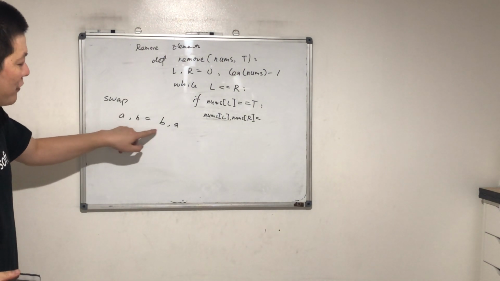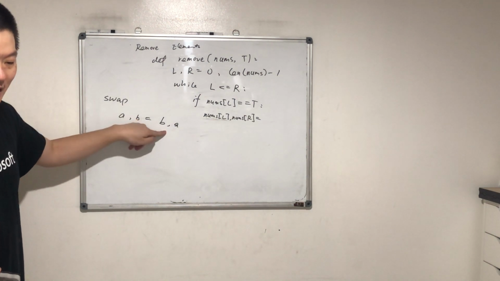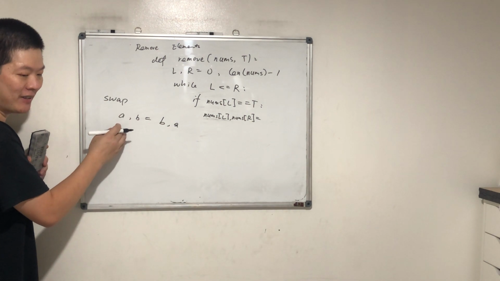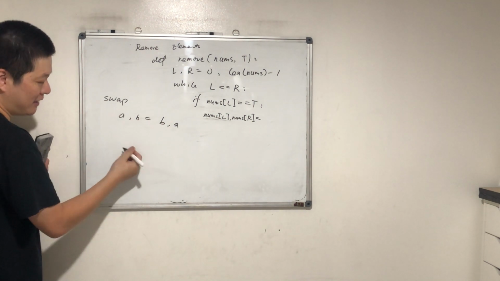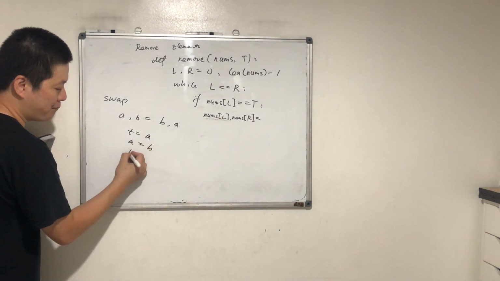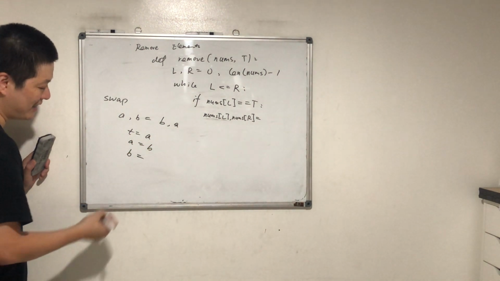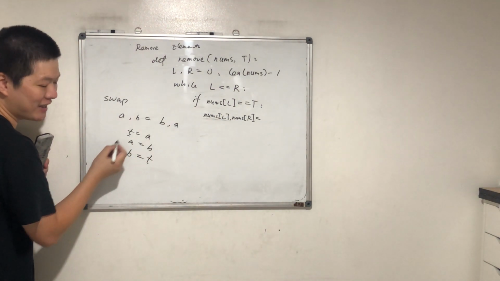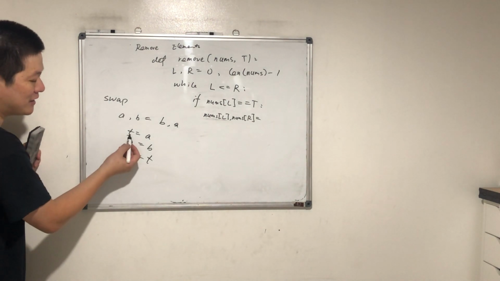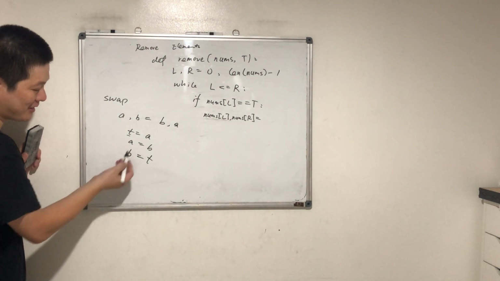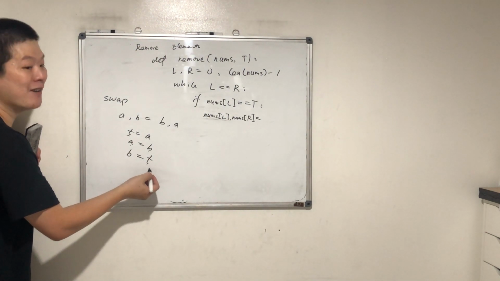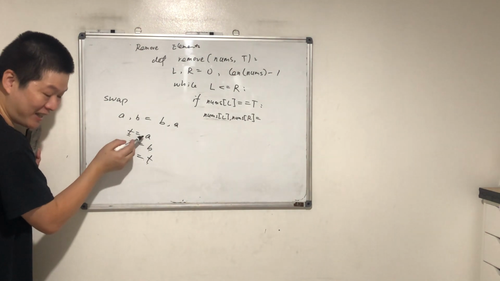Okay, so this is the Python way to swap two variables A and B. If you can't write it like that, you can write T equals A, A equals B, and B equals what? T. Well done. Why do we need a T here? Why do we need to save the value of A? Because I assign A to B, and B needs to be assigned the original value of A, which is saved in T, right?